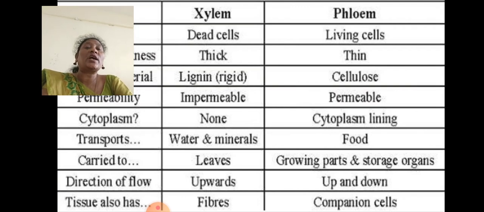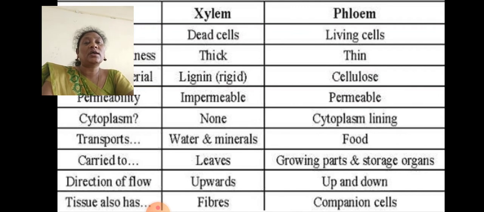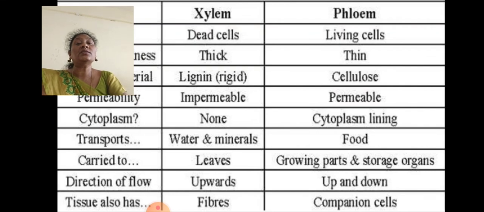Next one is cytoplasm. There is no cytoplasm in xylem, and the phloem has a cytoplasm lining. The xylem transports water and minerals, the phloem transports food. The xylem transports water and minerals to the leaves, and the phloem transports food to growing parts and storage organs like fruits. The direction of flow is always upward in xylem, and up and down in phloem. The xylem also has fibers, and the phloem consists of companion cells.